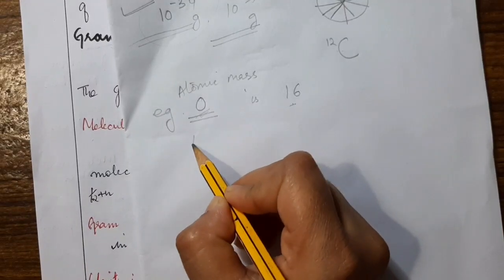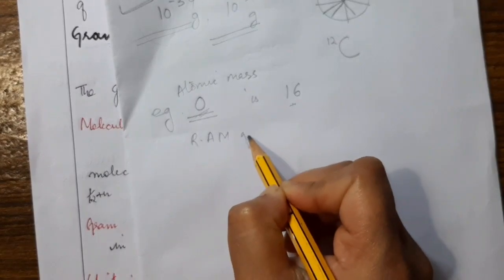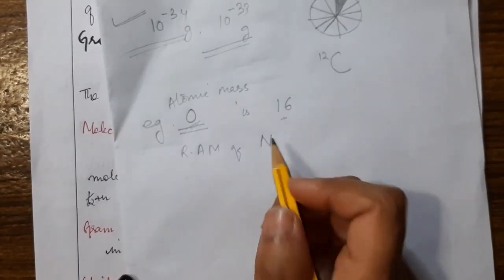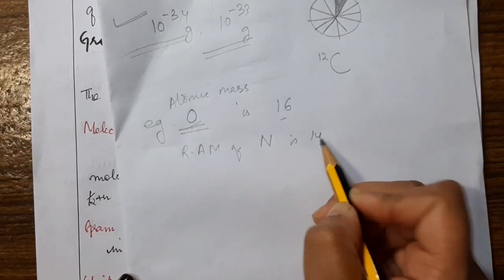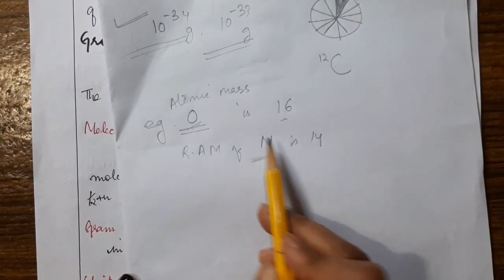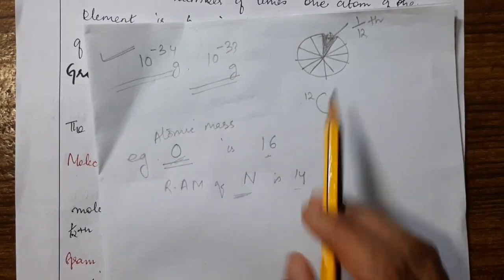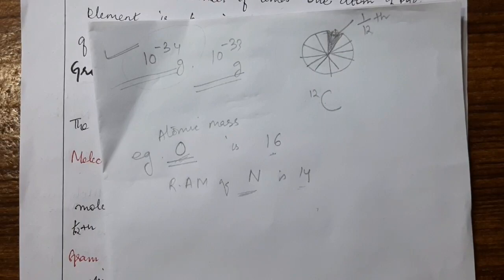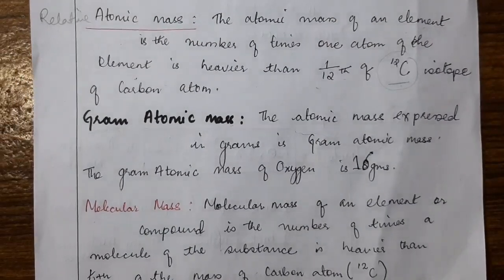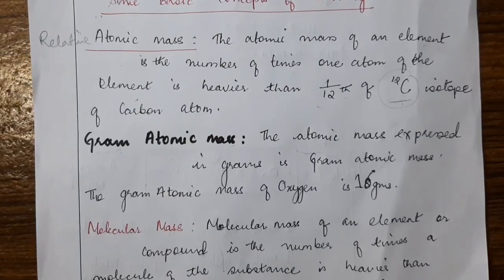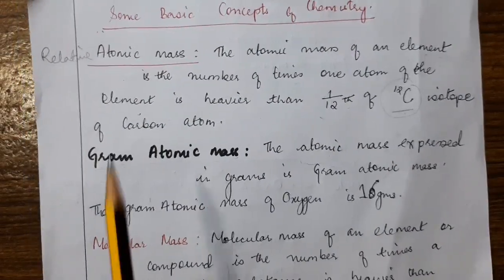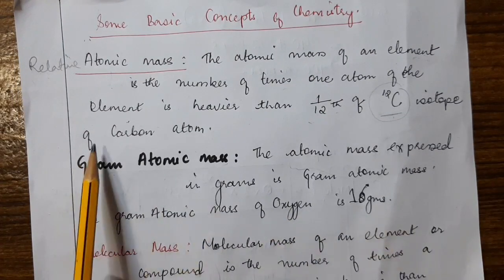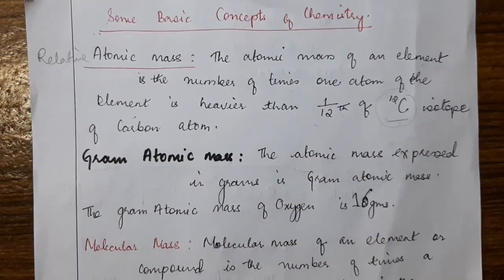Let's take another one, nitrogen. How much is it? 14. It means that our nitrogen atom is 14 times heavier than this one, the 1/12th portion of the 12C isotope of carbon. So that is the meaning of relative atomic mass. It is not the actual mass. It is the mass in relation with some other atom. Which atom? The 12C isotope of carbon atom.